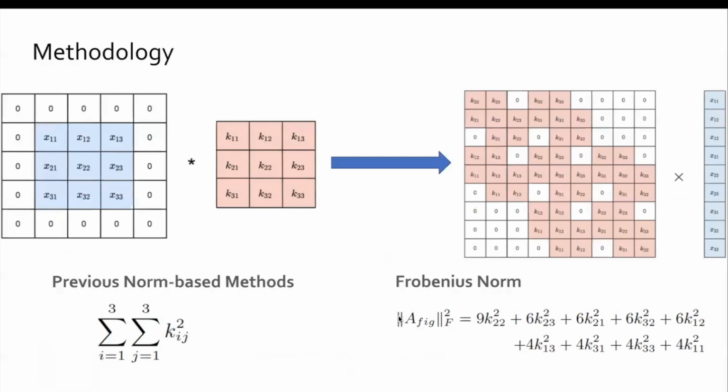Here is an example of how that reorganization is done. Previous norm-based methods just directly sum the norms of all of the kernel elements, which can be considered a uniformly weighted summation. After our reorganization step, however, evaluating the Frobenius norm of the transform matrix can be considered a weighted summation. We can see from the weighting that the central element K22 indeed has the largest weighting compared with the corner and edge elements, those elements that are less central.